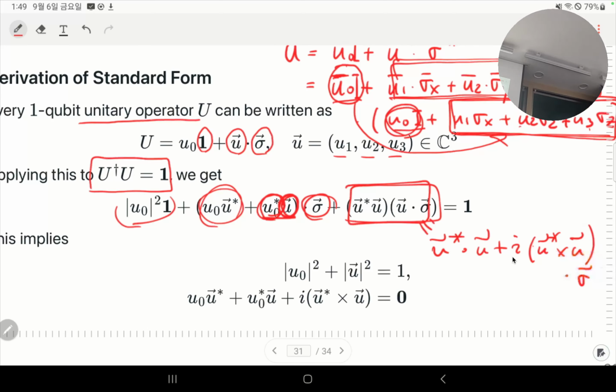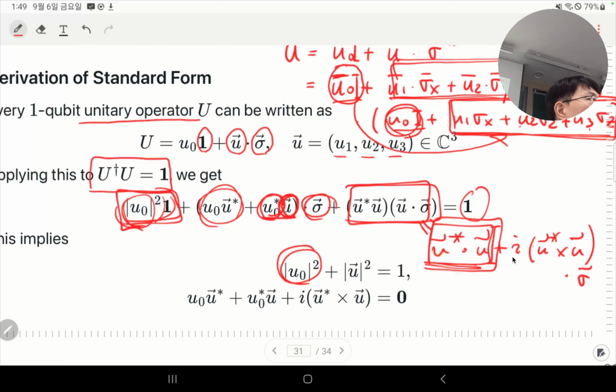So I want that to be one. It means that if I collect the identity matrix part, these two parts are identity. So what is that? The first part is just a real number here. And the second part, if you consider what this is, it's the inner product of the three-dimensional complex vector with itself.